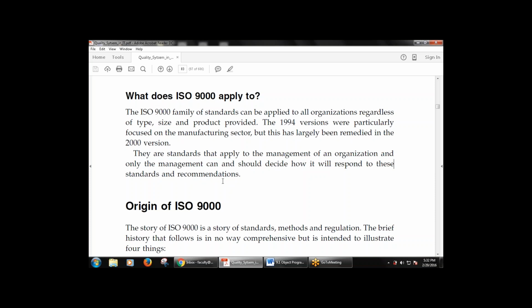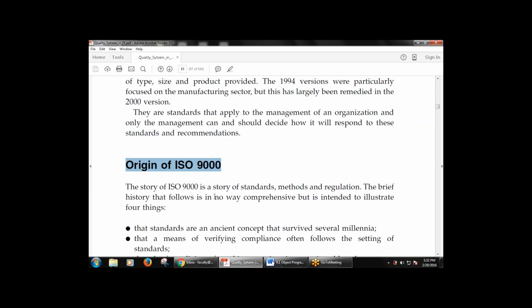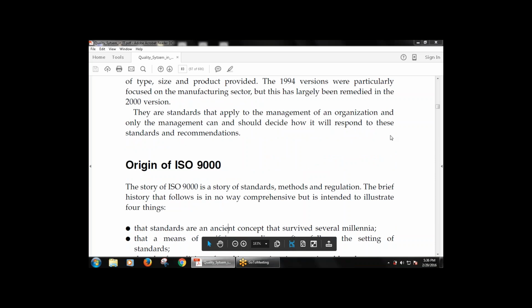Now the next part is the origin of ISO 9000. That means, what is the main origin of the ISO 9000 standards? That's all for today's session, and in the next class, tomorrow's class, we will begin the origins of the ISO 9000 standards.